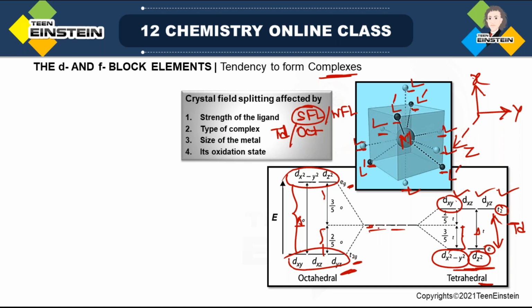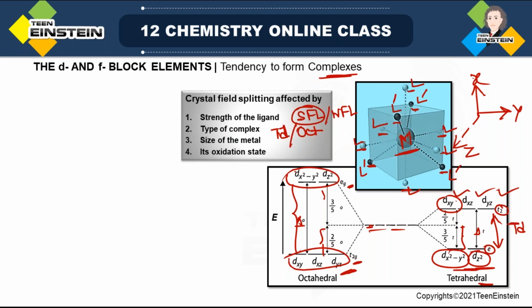The third point, size of the metal. Suppose the metal, that is the central metal ion or atom. Ion is when it is carrying some positive charge. Atom, we will say when it is zero oxidation state. Now, if it is very small in size, then the interaction with the ligands will be good. So size of the metal is important.